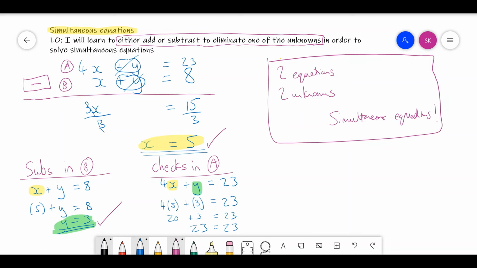Now what we've managed to do here is come up with specific values of x and y that work for both equation A and equation B. I'm going to rub out all the things that aren't in purple.